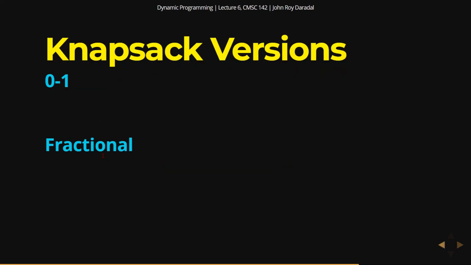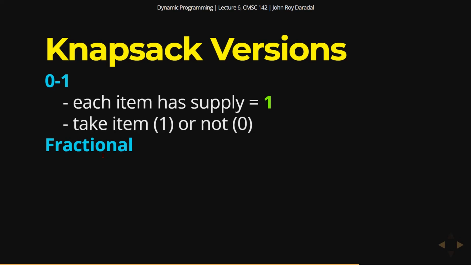Now for 0-1, this is a more specific version of bounded knapsack, wherein each item only has 1 supply. There's only 1 count for each type of item. So you either take the item or not. That is the decision you have to make. That's why it's 0-1, because if you don't take it, that's 0 of the item. If you take it, then you take 1 of the item.